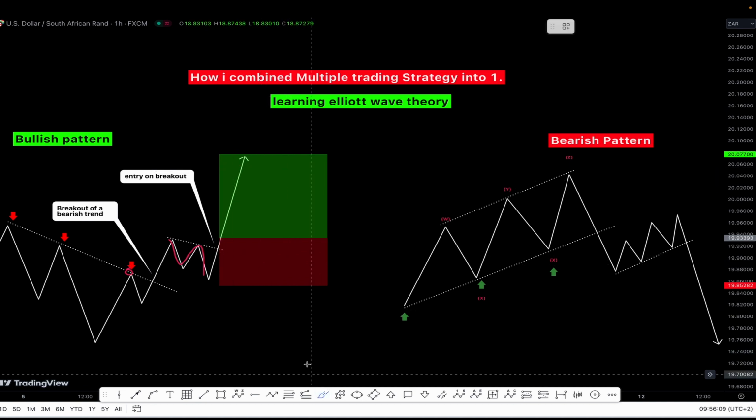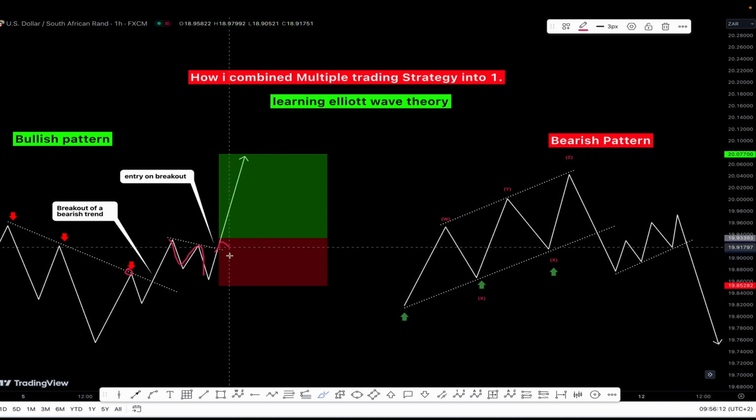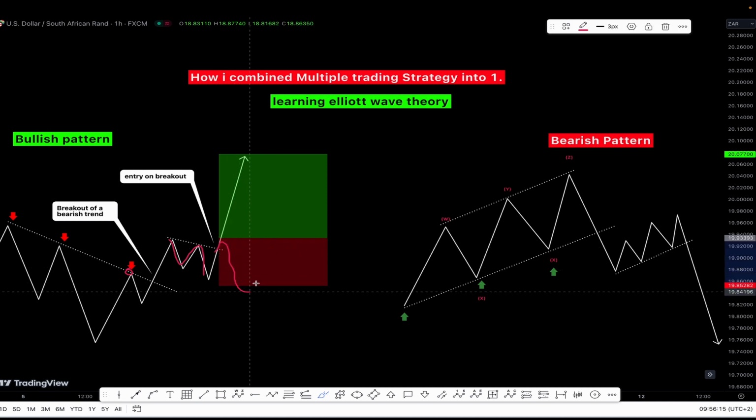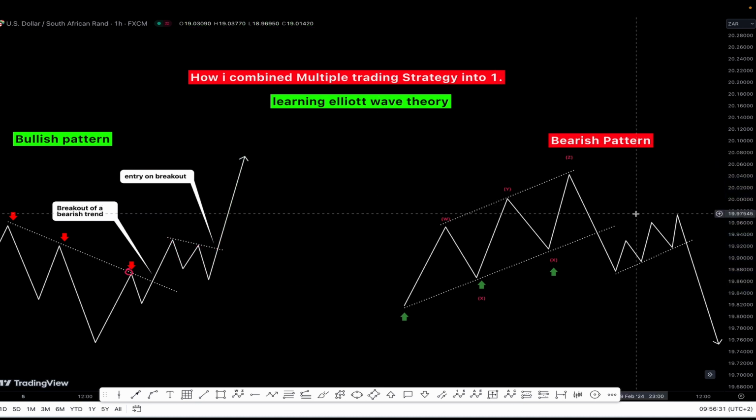And sometimes I realized that the market will come and break to the upside and then come lower and stop me out and then move to the anticipated direction of the market. Then I realized that there's something wrong with this. I tried so hard to improve it.